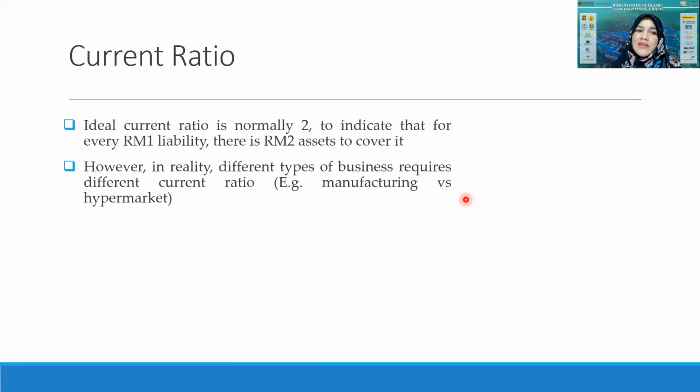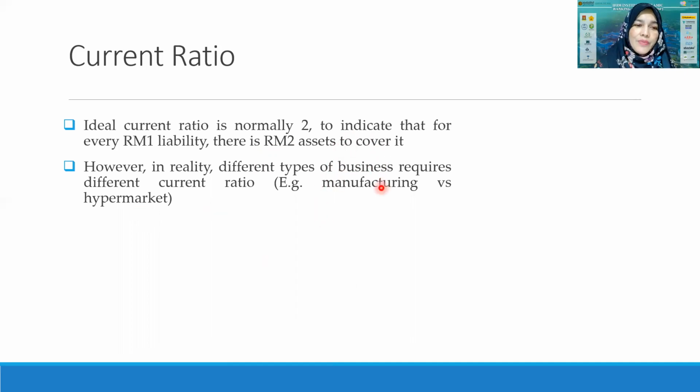So let us look at the current ratio. Ideal current ratio is normally 2, to indicate that for every 1 ringgit of liability, there are 2 ringgit of asset to cover it. For example, if you have a debt of 1 ringgit and you have an asset of 2 ringgit, then you are considered liquid because you have money to pay off your debt. But if you don't have money to pay debt, you are considered illiquid, something that is not liquid.